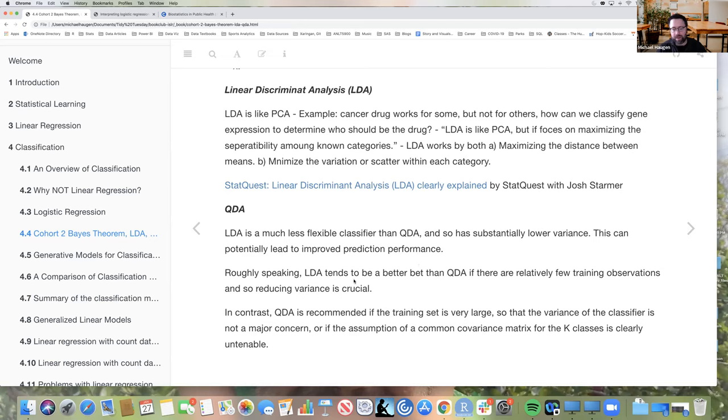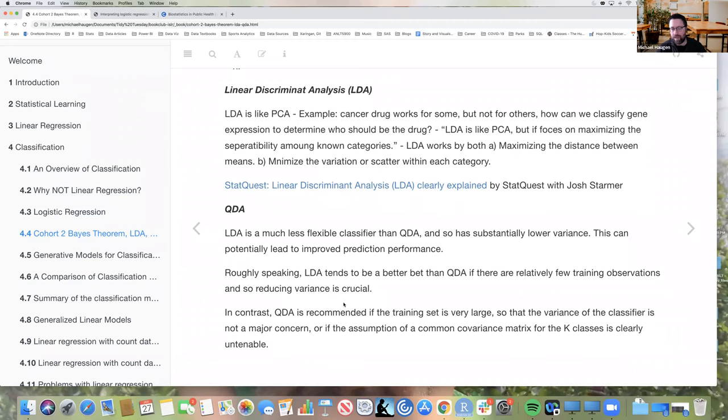So roughly speaking, LDA tends to be a better bet than QDA if there are relatively few training observations, and so reducing variance is crucial. In contrast, QDA is recommended if the training set is very large, so that the variance of the classifier is not a major concern, or if the assumption of a common covariance matrix for the K classes is clearly untenable.